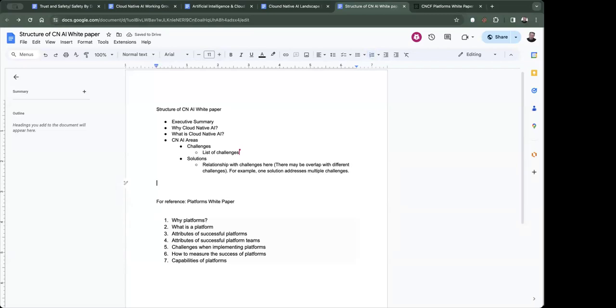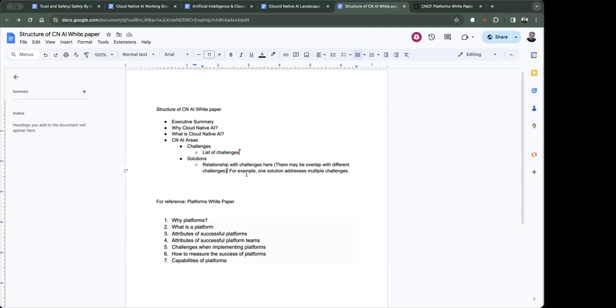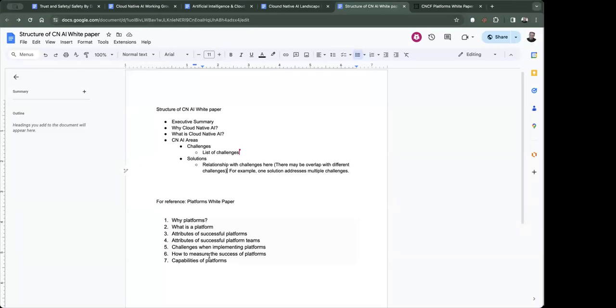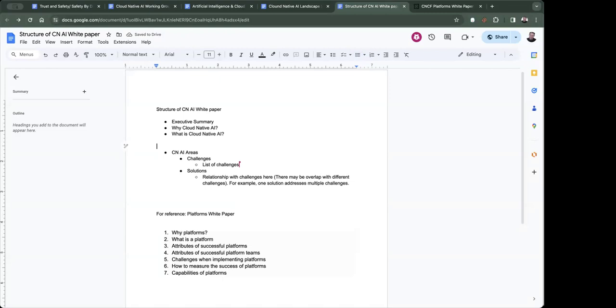Okay, we can do that. So your point is we remove the solutions section? I'm open to other opinions. I think we need to understand what the main purpose of this is. From the conversation I had with Ron, there are so many different areas that we can target this to something like the platforms white paper. You can say what is cloud native, what it means, and we could have another document that talks about the solutions. So we only talk about challenges in this paper, get people's interest in solving them, and then have another paper with a larger community to produce a more comprehensive list of solutions. I'm okay with that.